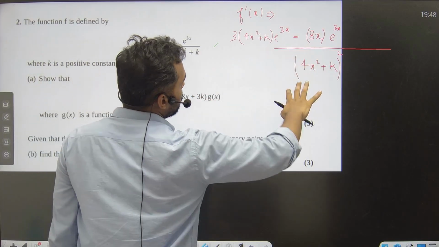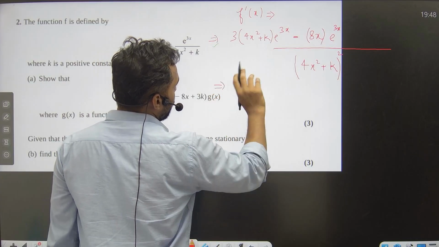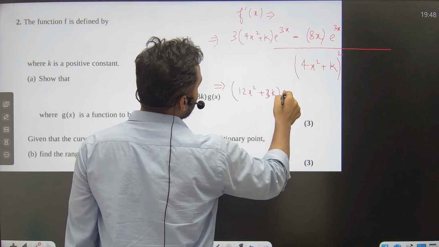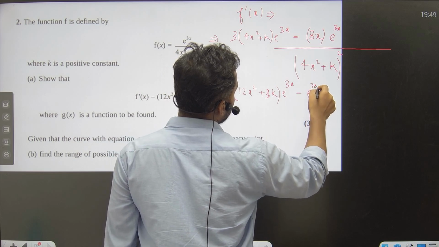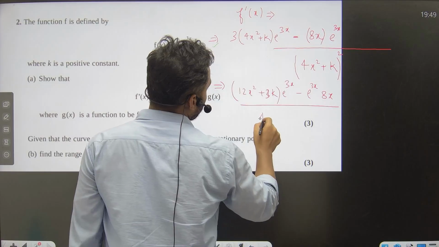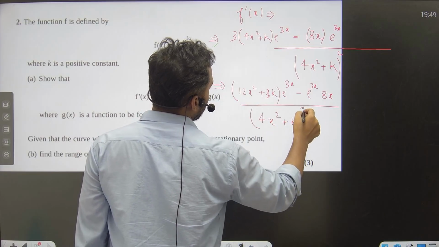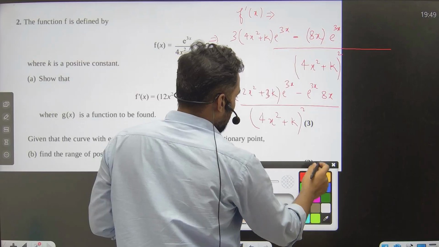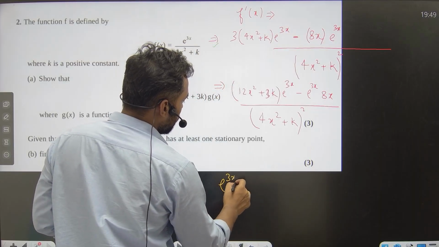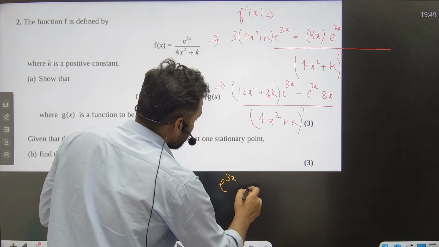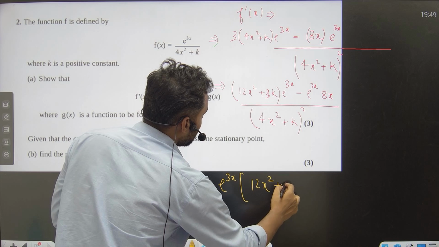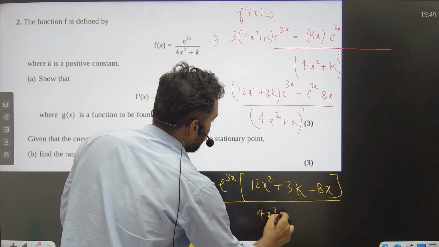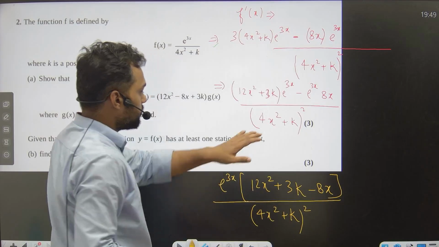On calculating the numerator value, this is the first step. Now the second step, the numerator value we are getting is 12x squared plus 3k into e raised to the power 3x, negative of e raised to the power 3x into 8x, upon 4x squared plus k, whole squared. If we take e power 3x as common, we get e raised to the power 3x on the numerator side, times 12x squared plus 3k negative of 8x, upon 4x squared plus k, whole squared.